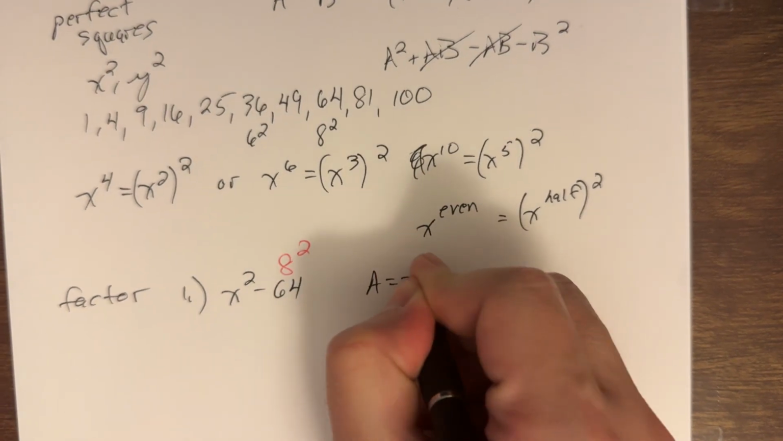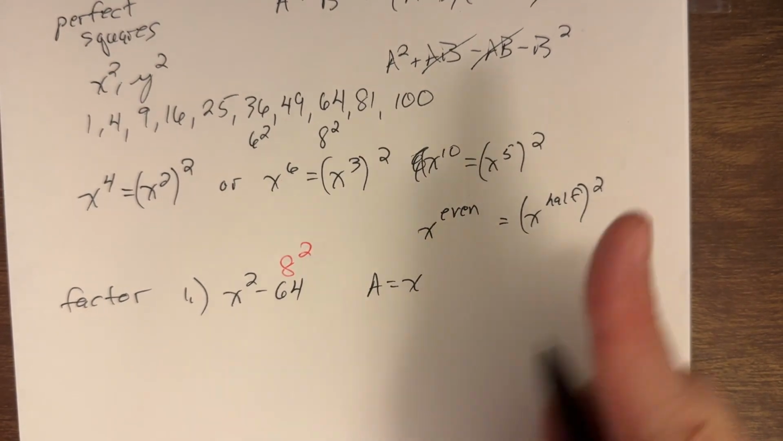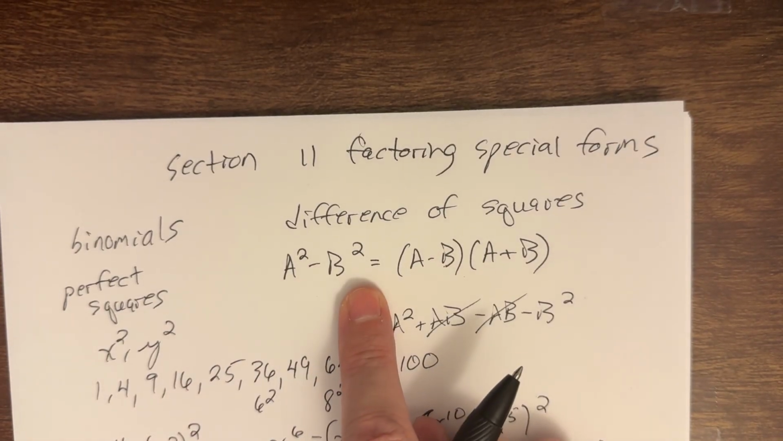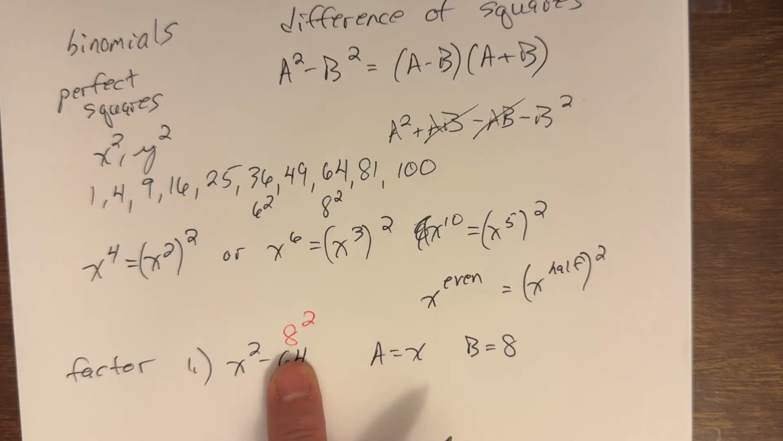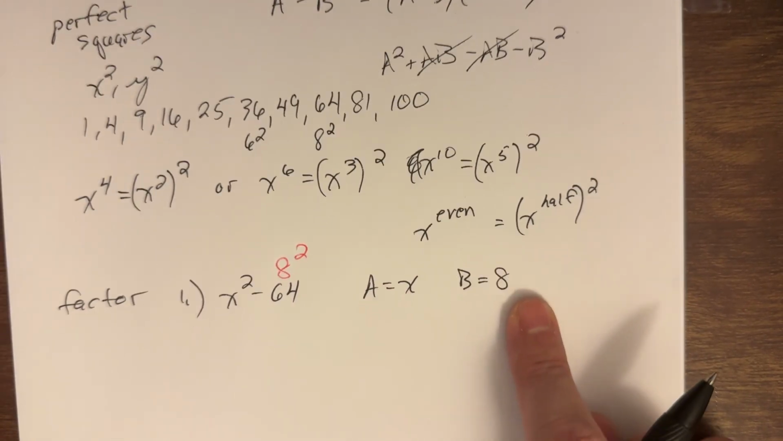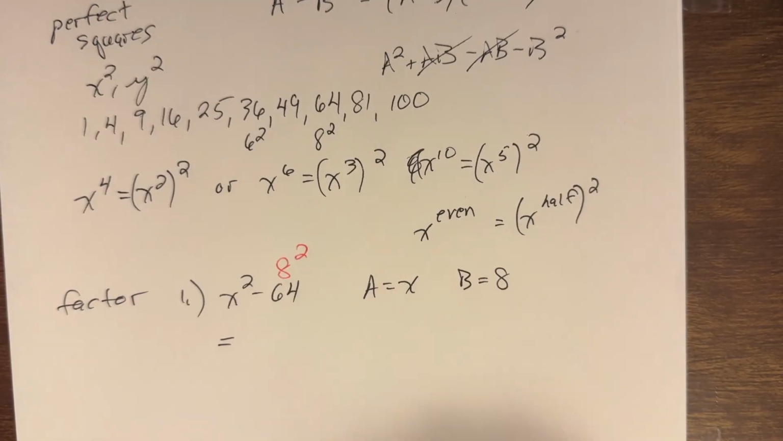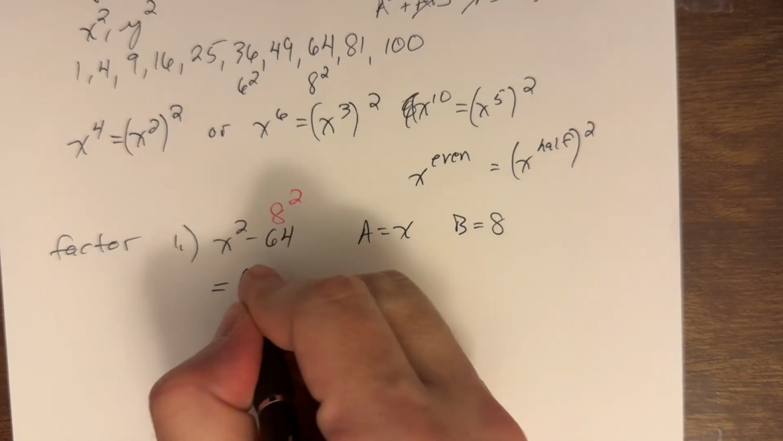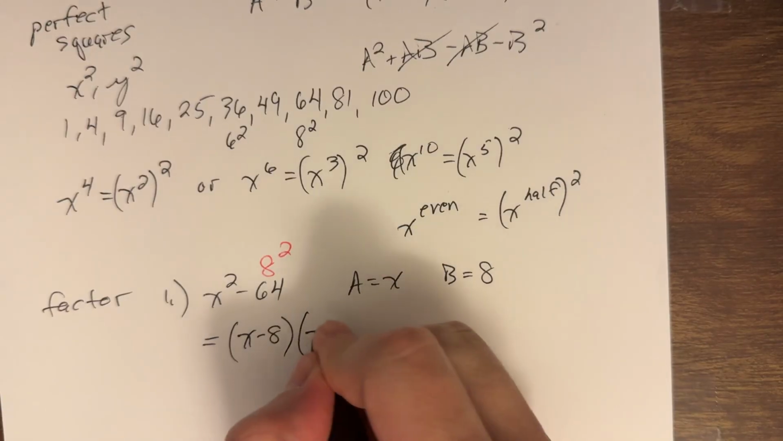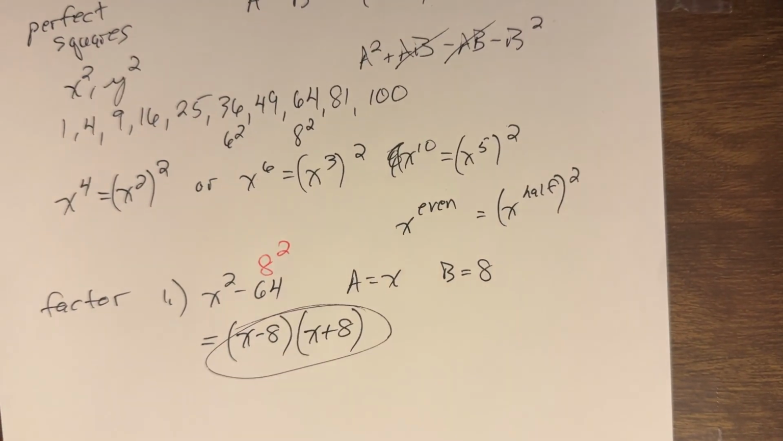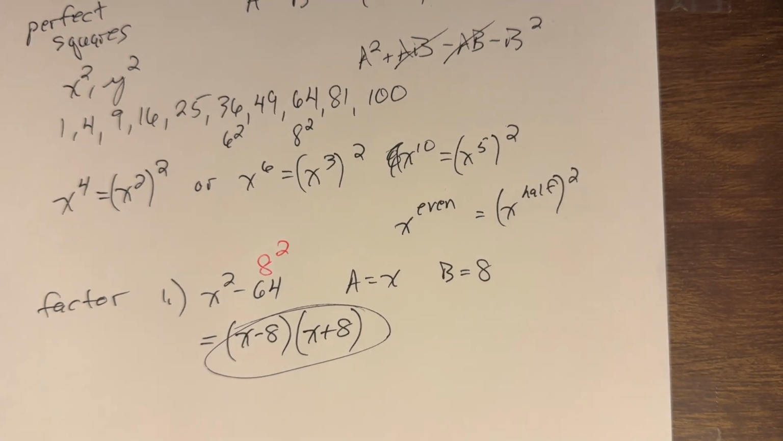So A is x in this problem. B would be 8. A squared minus B squared. Well, if this is x squared minus 8 squared, x is serving the role of A, 8 is serving the role of B. So when I factor it, the formula says A minus B, well, that becomes x minus 8 when I plug in, times A plus B, well, that becomes x plus 8 when I plug it in. And I'm done. There's my factorization.